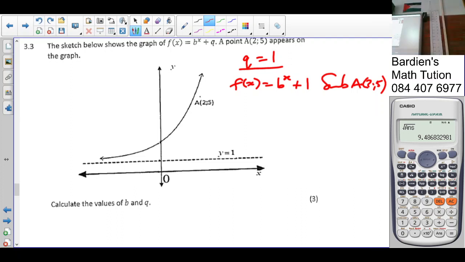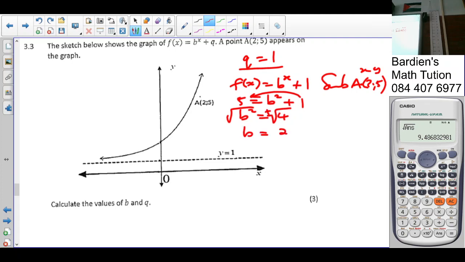Are you all okay with that? So it's going to be an x and a y. So 5 is equal to b to the 2 plus 1. Take it over, b squared is equal to 4. If I introduce the square root, what must I not forget? Plus or minus. But b is equal to 2, because b has to be positive. You want to say plus or minus 2? It's going to have to be 2 only, because the condition for the exponential function is that b has to be positive.